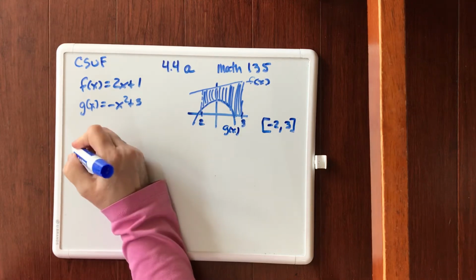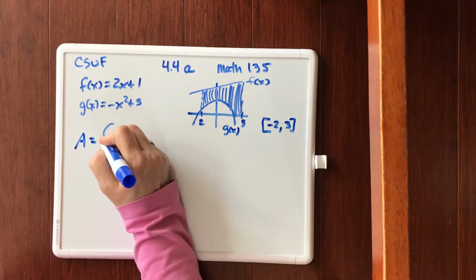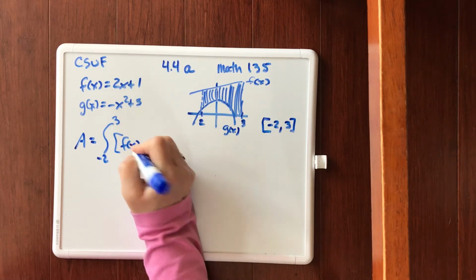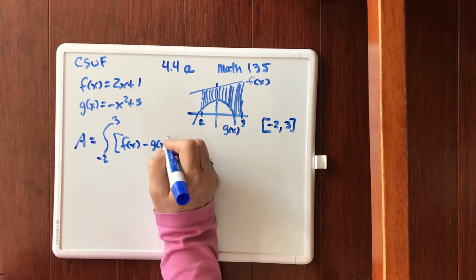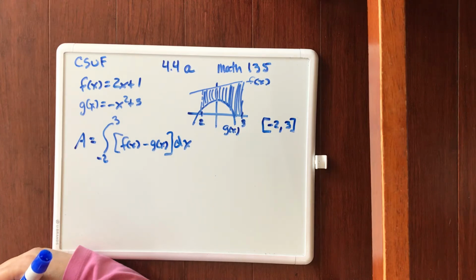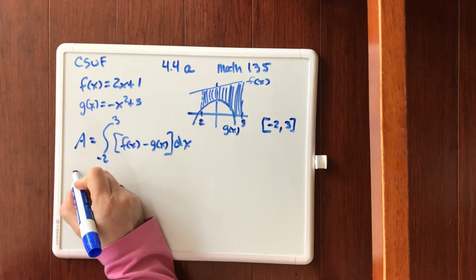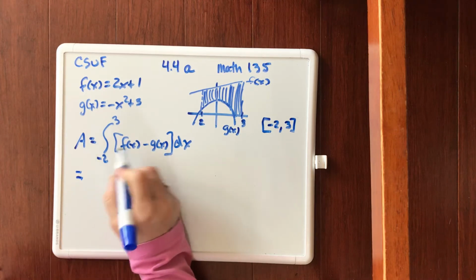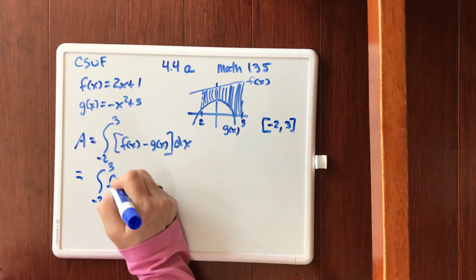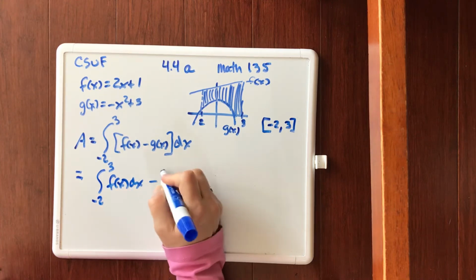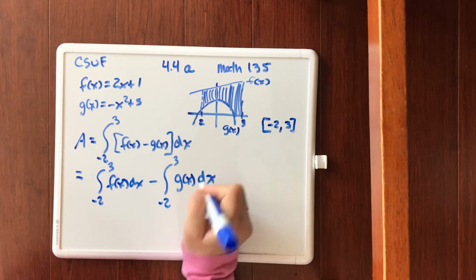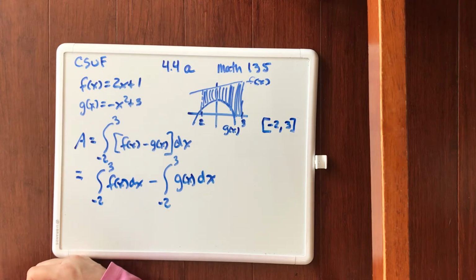All right, so the area is going to be the integration from -2 to 3 of f of x minus g of x dx. Okay, so let's continue on this one. As you know, we can separate these with the integral: the integral from -2 to 3 of f of x dx minus the integral from -2 to 3 of g of x dx. Okay, so let's do that.